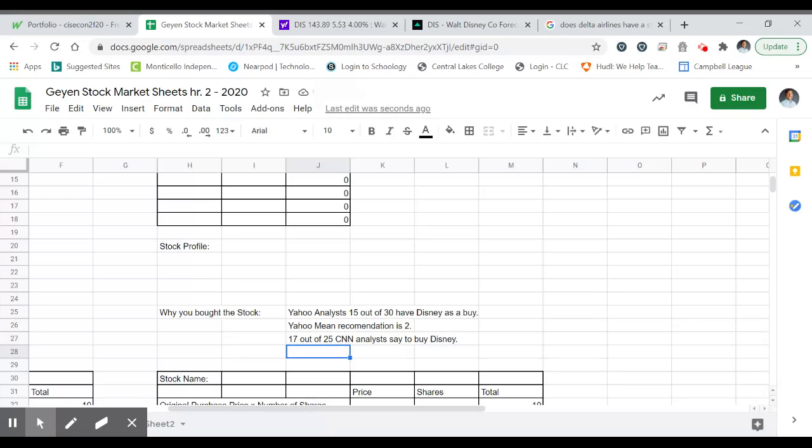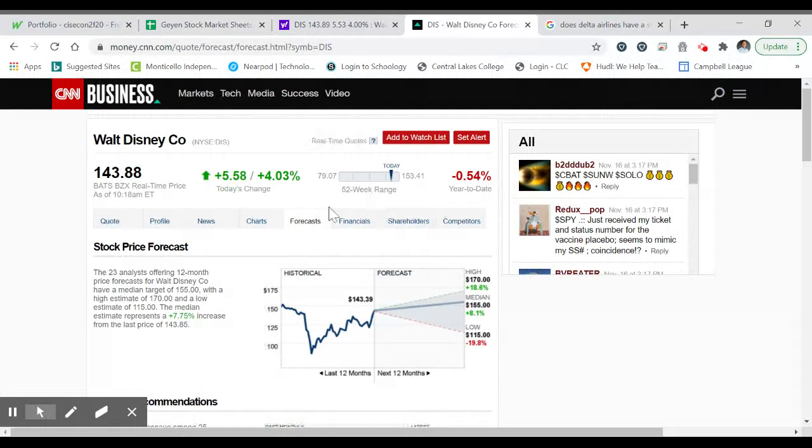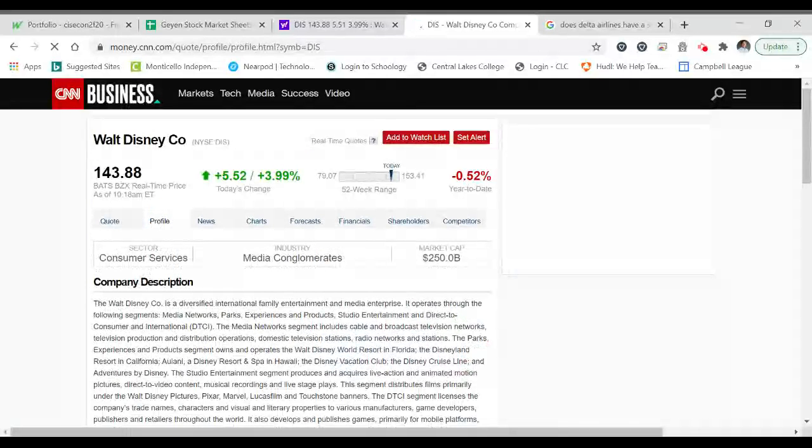Now, stock profile. Both CNN and Yahoo have a profile of the company. So I can go right here to profile. Right here it talks about the profile of the company, and I can click on this. And here's a description of Disney. Here's what they do. I can also go to Yahoo, and I can click on profile.